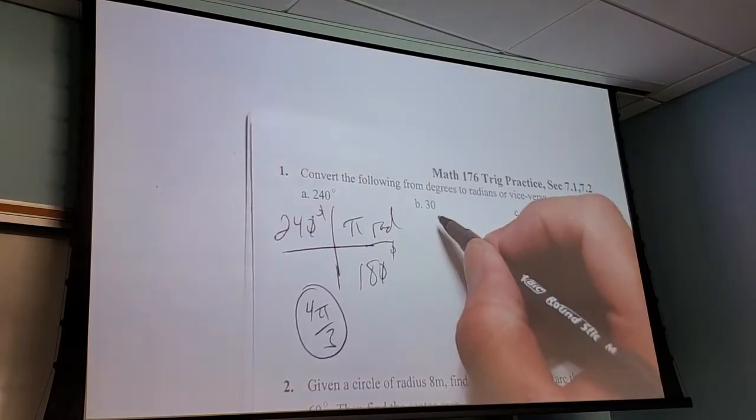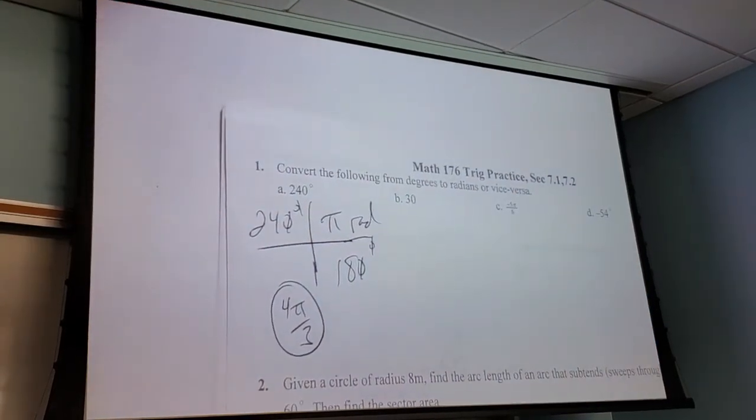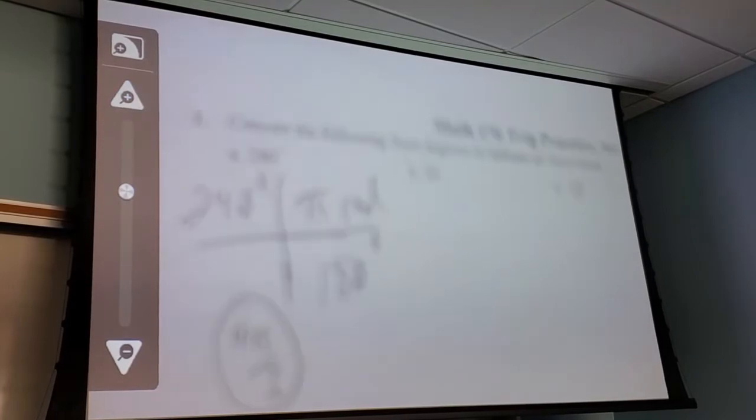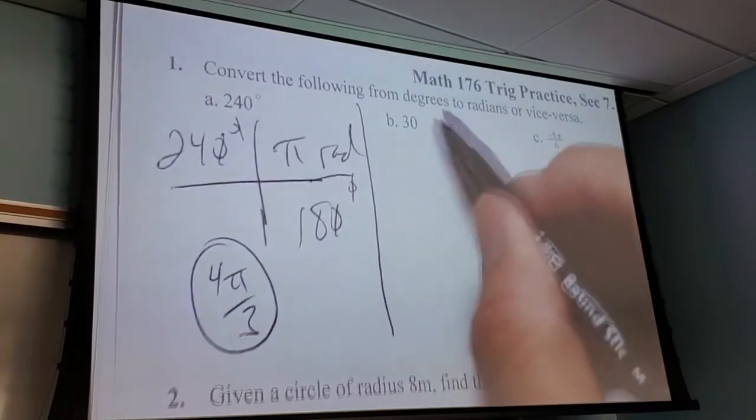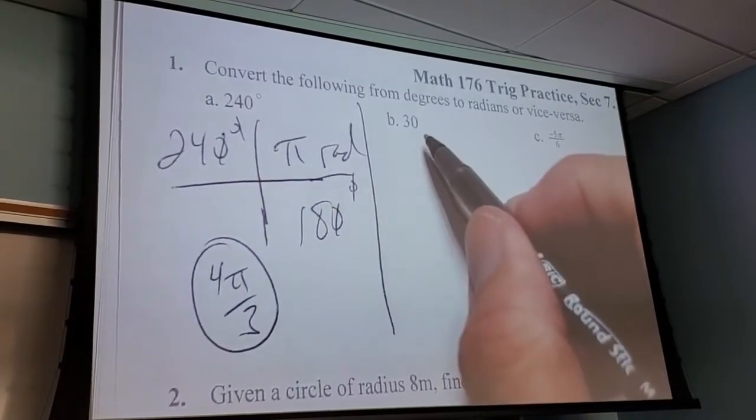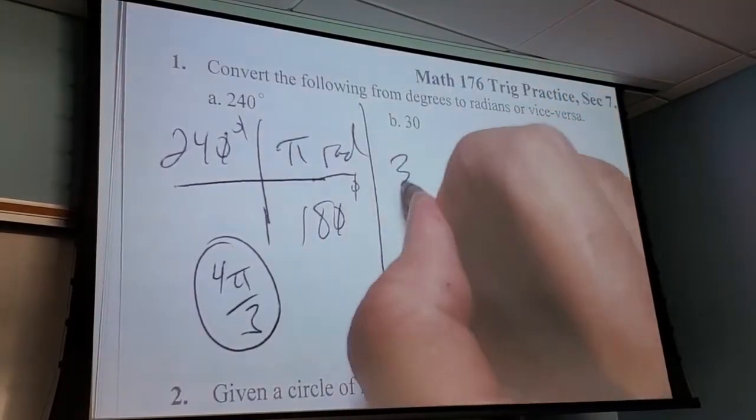This was a bit trollish, I'll admit, but it's on a practice thing, so I don't care. It's not for points. No degree symbol. So what is this? Radians. So I got 30 radians.